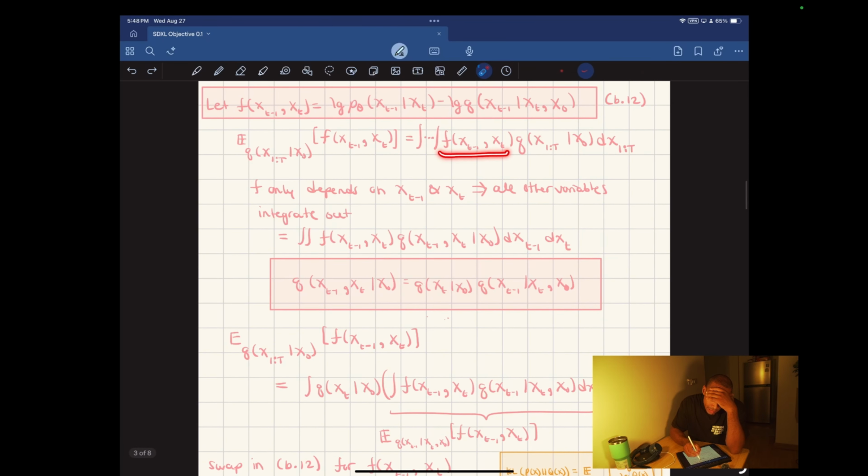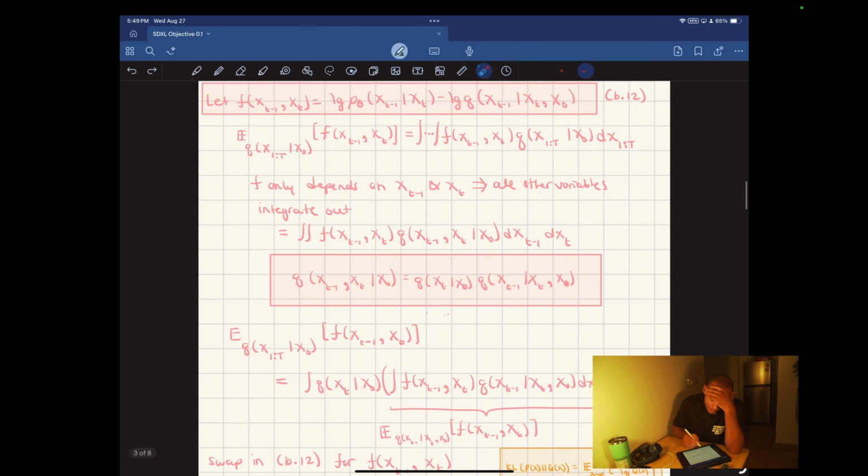Now f only depends on these two variables, right? So all the other variables, x_1 all the way up to t minus 1 and x_t, all those other variables we integrate out. What we're left with is, all those integrals and variables remove except for these variables, t minus 1 and t. That leaves us with two integrals, okay?